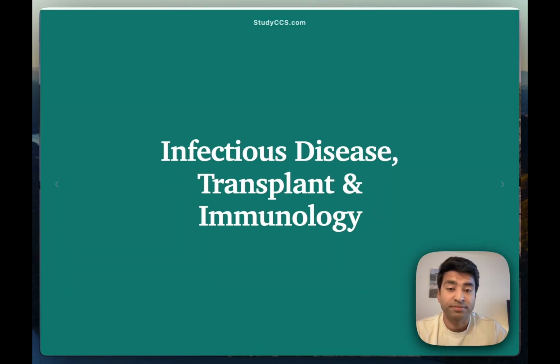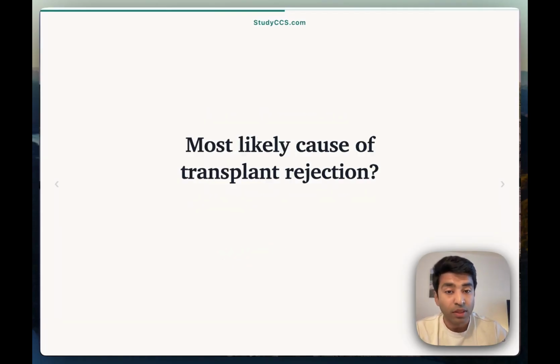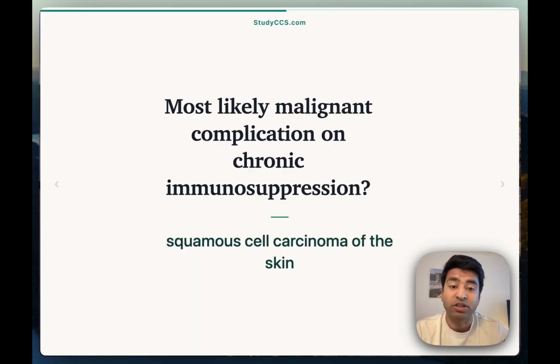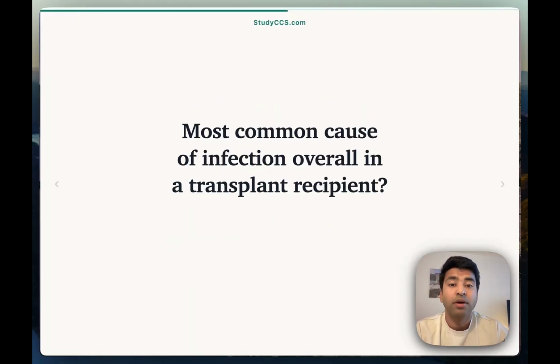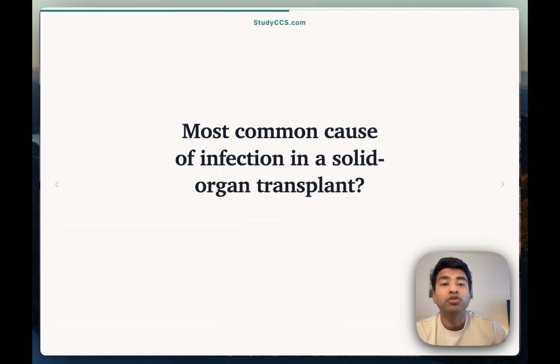Infectious disease. Most important opportunistic pathogen in the transplant patient, CMV. Most likely cause of transplant rejection, acute rejection. Most likely malignant complication of chronic immunosuppression is squamous cell carcinoma of the skin. Most common cause of infection overall in a transplant recipient, CMV. Most common cause of infection in a solid organ transplant, Candida.